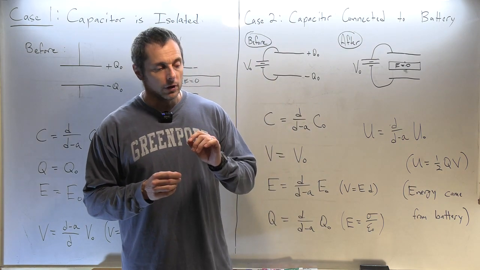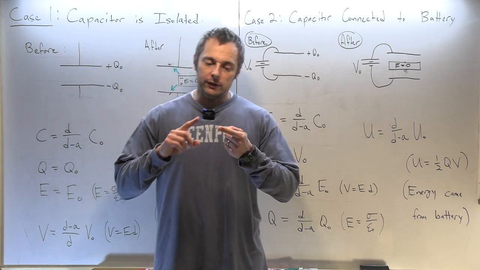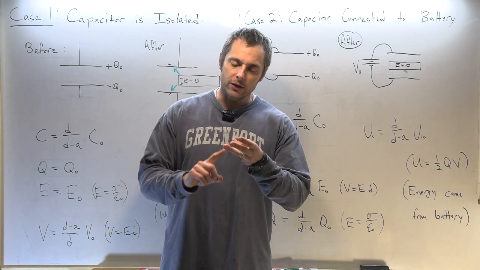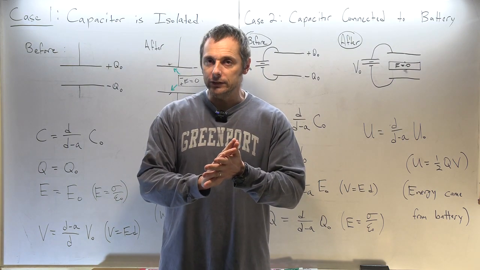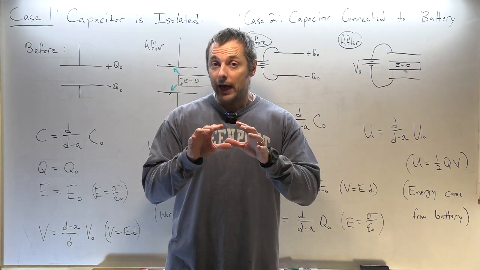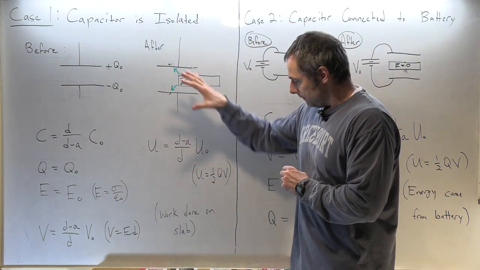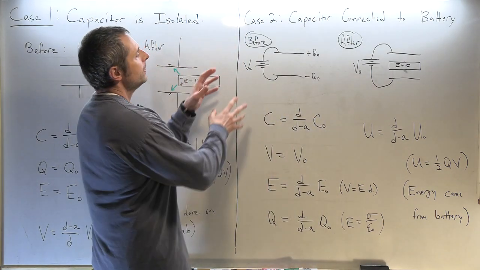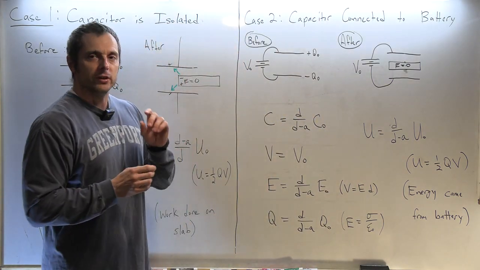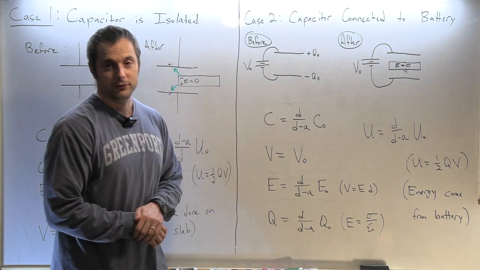And then also you have to know how the charge, the voltage, the capacitance, the electric field, and the energy change when you put a slab in. Case 1, the capacitor is isolated, then all these expressions are true. Case 2, the capacitor is connected to a battery and the battery maintains the voltage. What happens to all the factors?